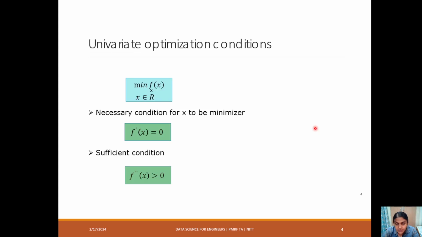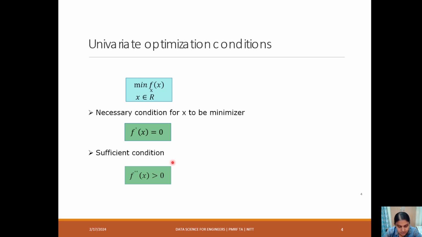Okay, now univariate optimization conditions, you have learned this. So if your function is minimize f of x for x belongs to R, then the necessary condition for x to be a minimizer is f dash of x equal to 0, and you will be finding the points from that where the condition happens. And then the sufficient condition is that the second derivative, or f double dash of x, should be greater than 0, which tells us that the function you are speaking about is minimization.